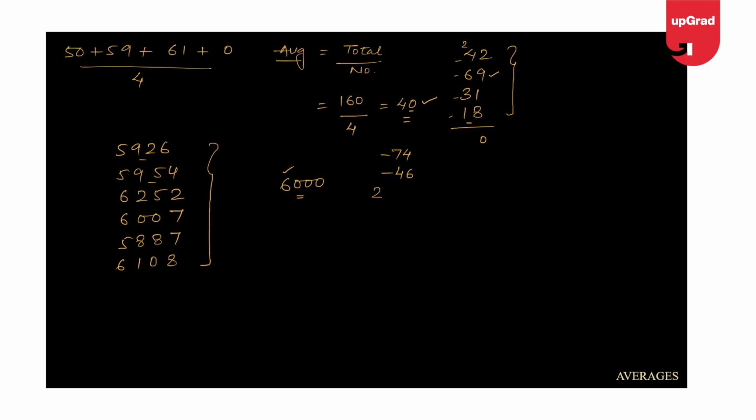The other values are plus of 252. The next one is plus of 7. The next one is minus of 113. And the fourth one is plus of 108. Now what I have to do? Let's look for it.